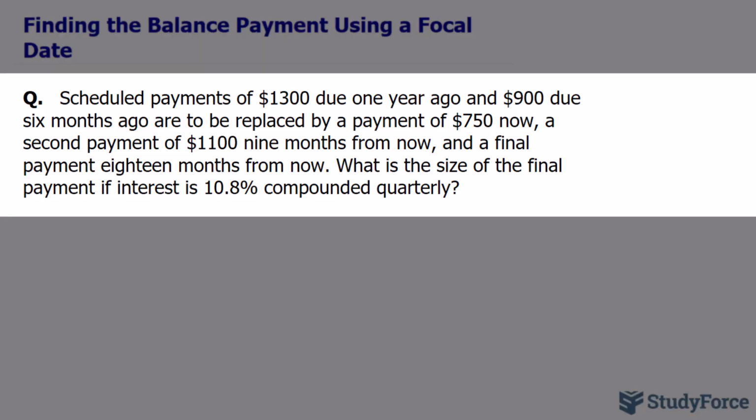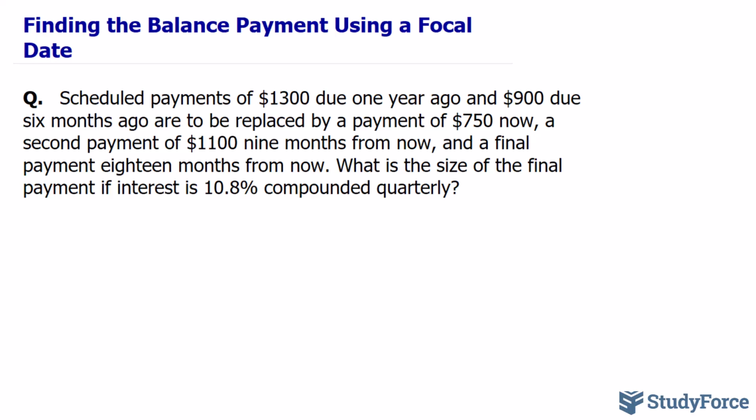Here's an example. Scheduled payments of $1,300 due 1 year ago and $900 due 6 months ago are to be replaced by a payment of $750 now, a second payment of $1,100 9 months from now, and a final payment 18 months from now. What is the size of the final payment if interest is 10.8% compounded quarterly?